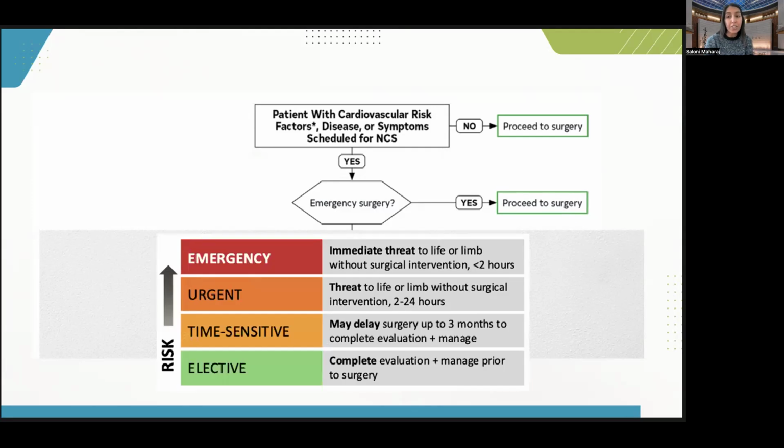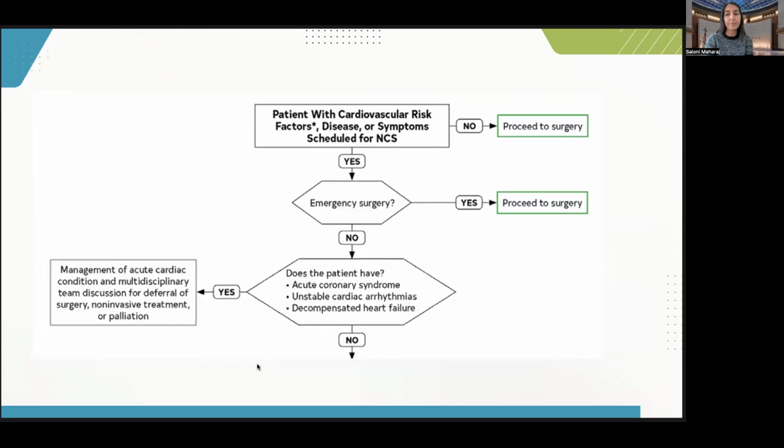If surgery is emergent, think of something like a ruptured abdominal aortic aneurysm, then the priority is getting the patient to the operating room as quickly as possible. In these situations, there often isn't time for cardiac testing and usually won't change management anyway. If the patient is having a non-emergent surgery, meaning falling into these three categories, then your next step is to look at whether or not the patient has any acute cardiac conditions that need to be managed.